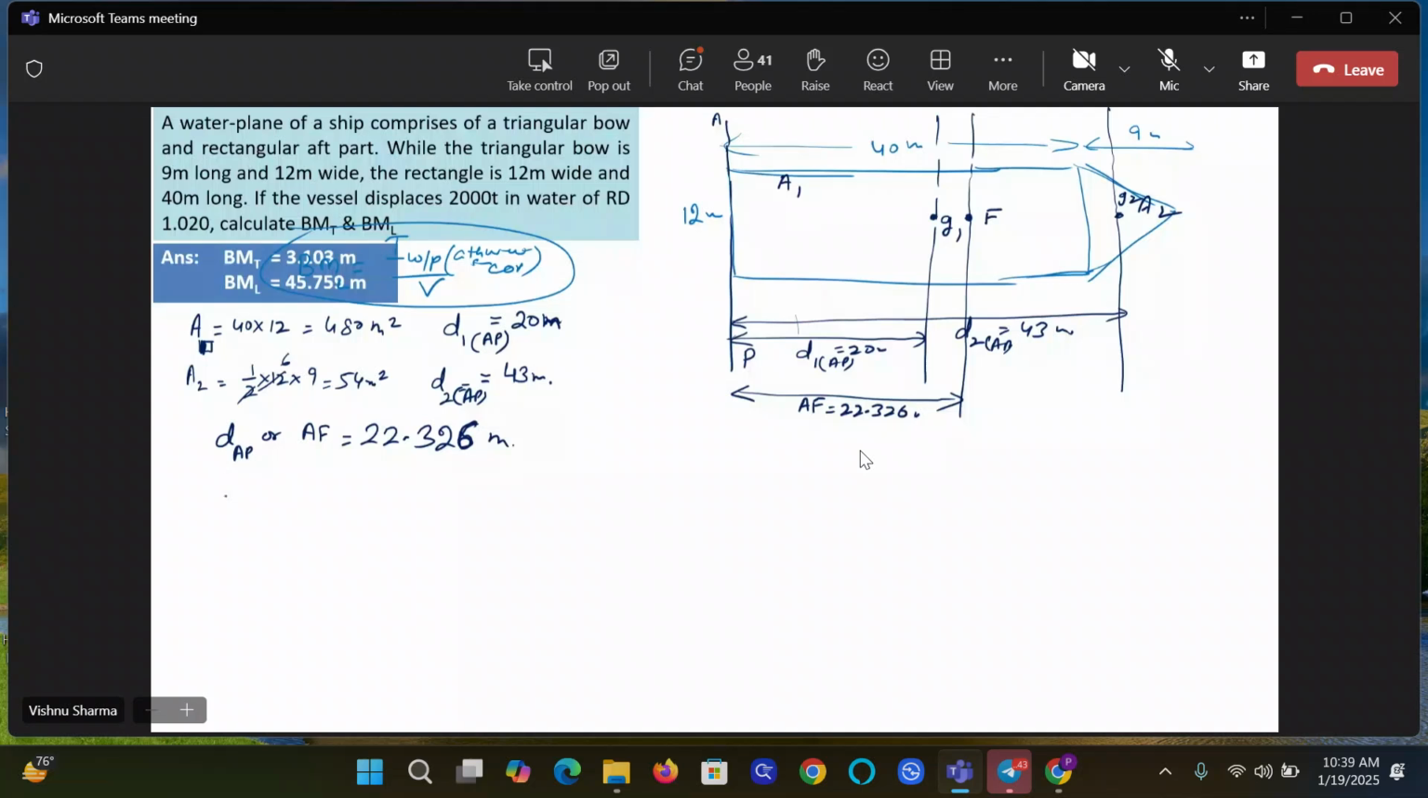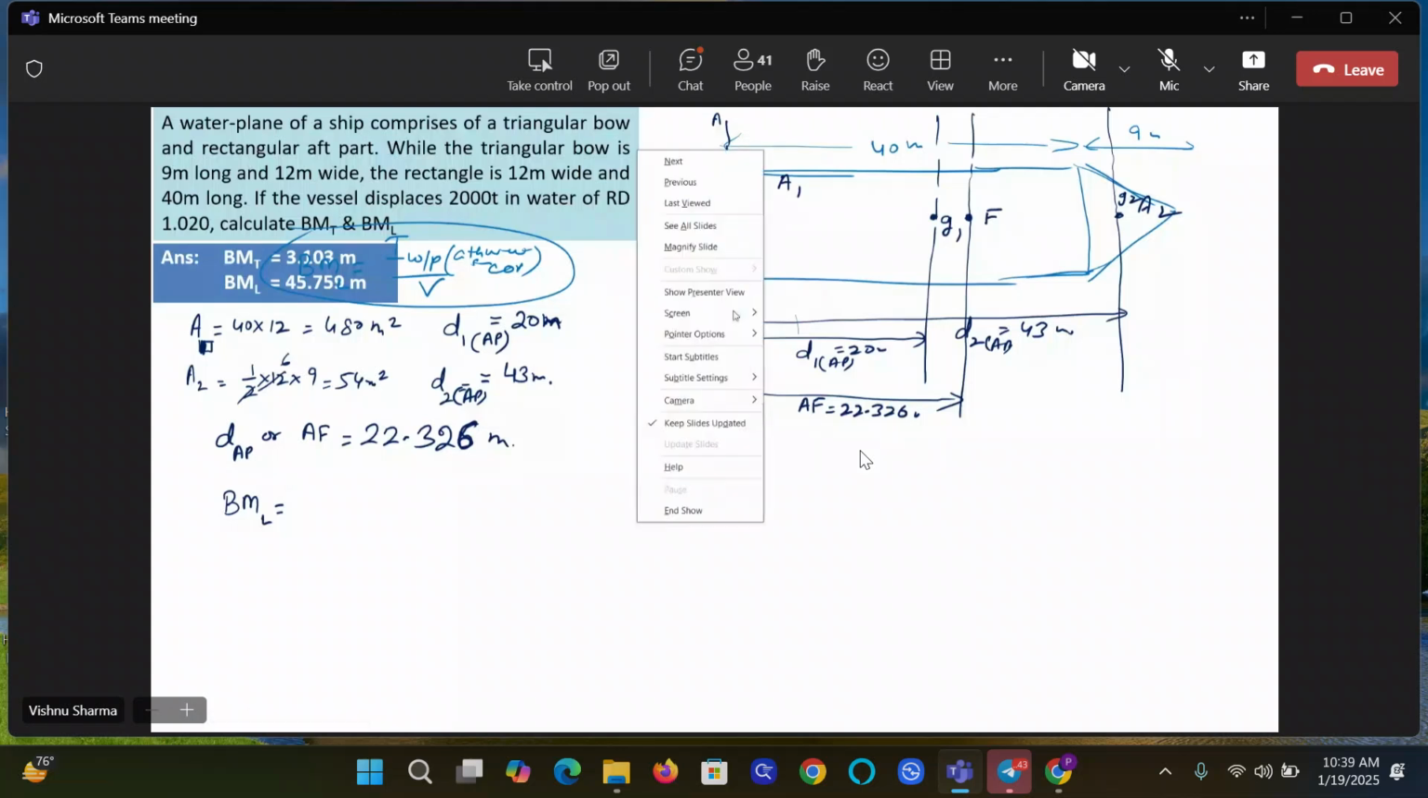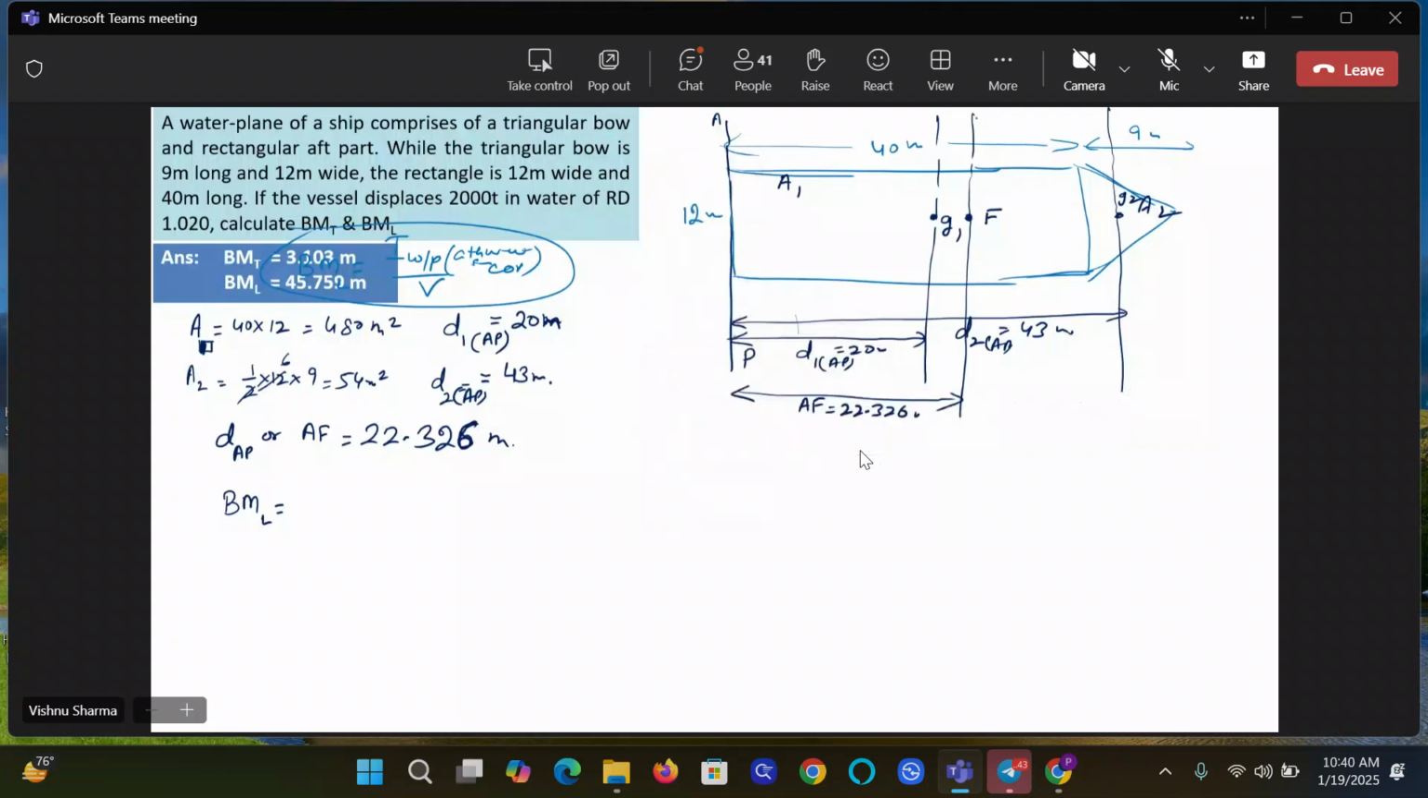Guys, to get BML, we need to draw which axis? Fore and aft or athwart ship through the center of flotation? Athwart ship axis through the center of flotation, which is already drawn there. Let me change the marker so that it becomes conspicuous. This is the axis about which you want. I name this axis as FF. It will be IFF of the water plane divided by volume of displacement. Am I right, guys? Yes or no?